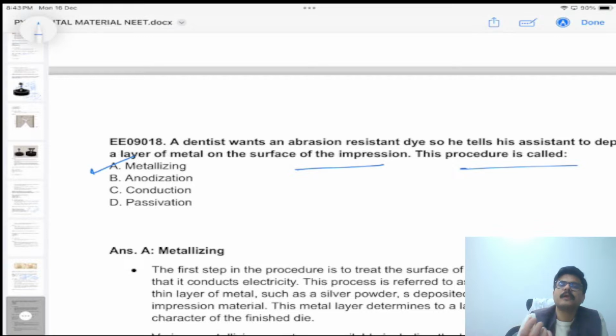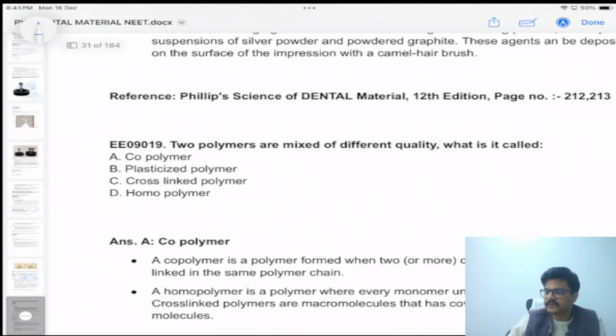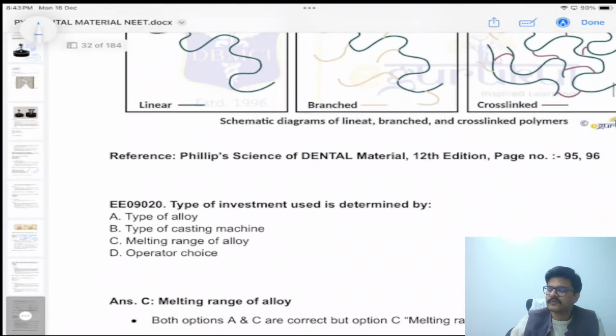So usually, when you get an MCQ asking which of the following cannot be electroplated or metallized, the answer is either agar or alginate, whatever is given in the options. Right, guys? That's another applied MCQ. Two polymers of different type, so it's basically copolymerization. That's very simple, straightforward.